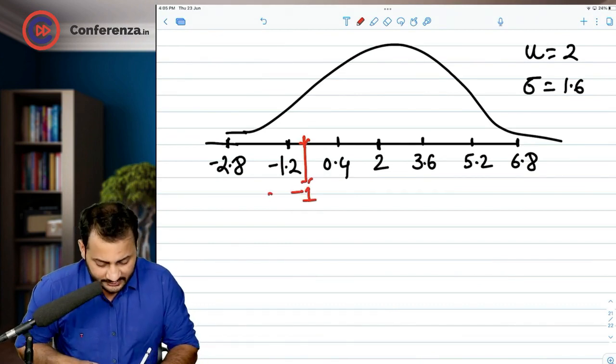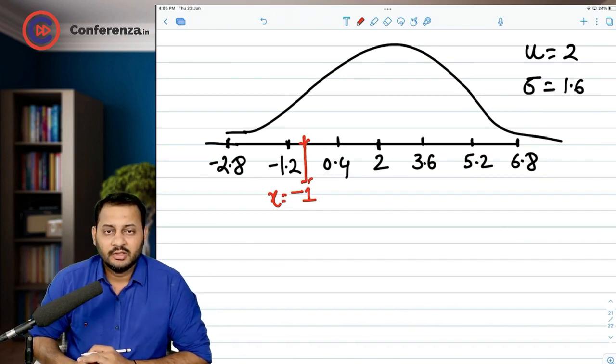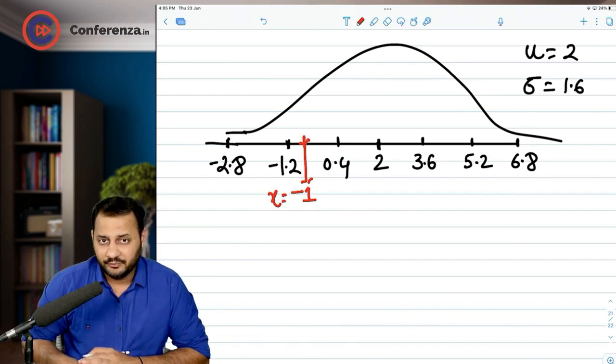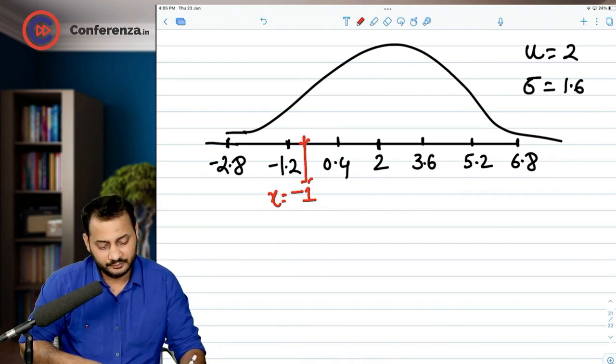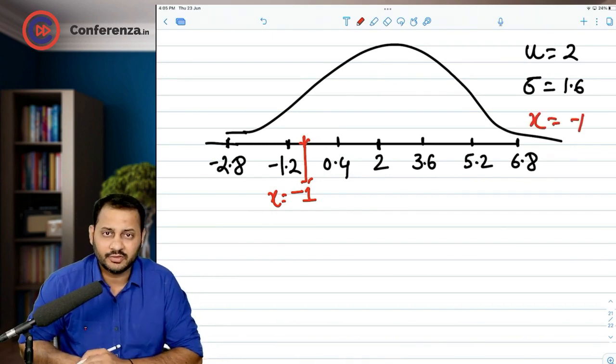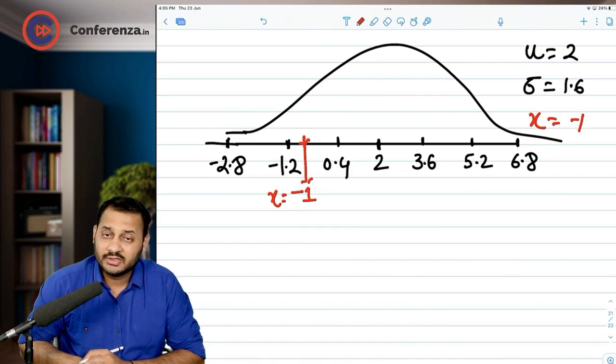This is our x. In the previous example, x was 50. In this example, x is minus 1. Okay, cool. This is our x, minus 1. If you write 1, that means it is a profit. If you write minus 1, that means it is loss.